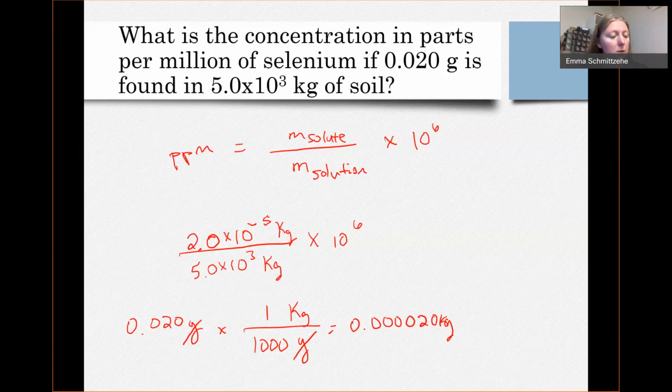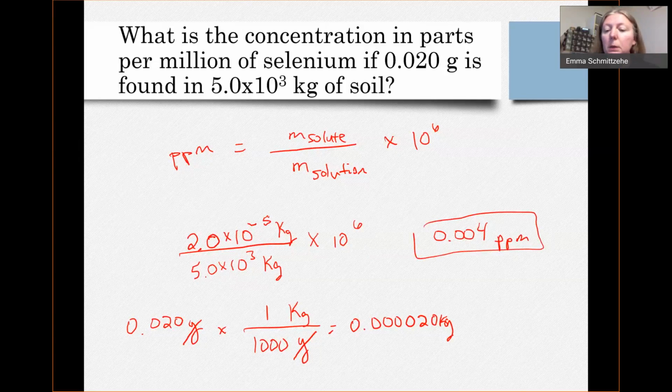So we have our 2.0 times 10 to the negative fifth. We divide that by 5.0 times 10 to the third. And then we're going to multiply by 10 to the sixth. And that gives us 0.004 ppm. Okay, so it probably would have been even better if we would have converted it to ppb, because ppb then would have multiplied by another 10 to the third and given us 4 ppb. So that would have been a little more reasonable, but that's okay.